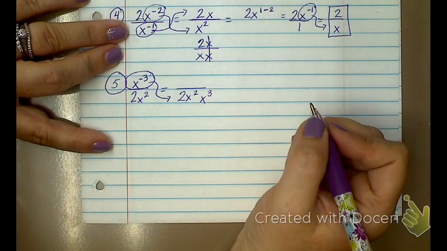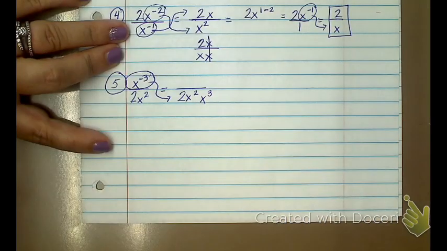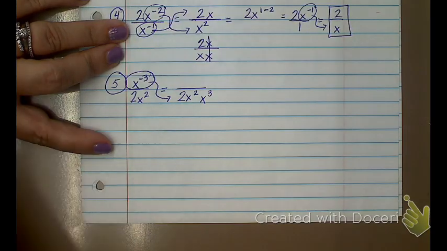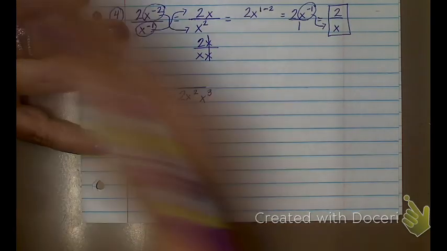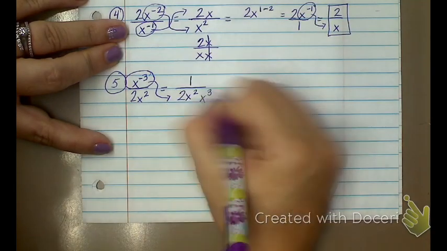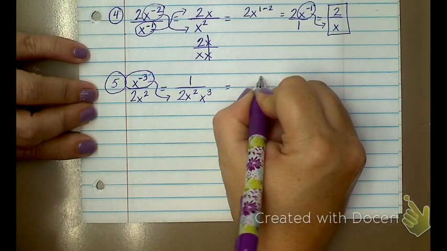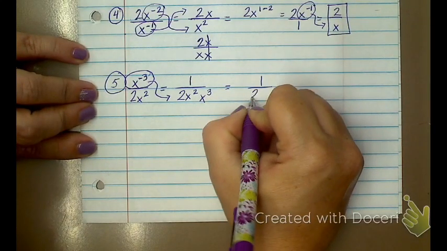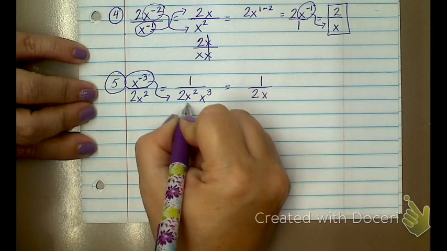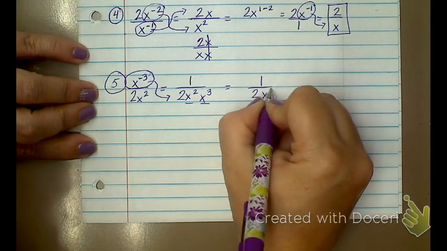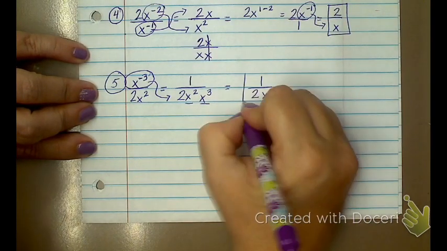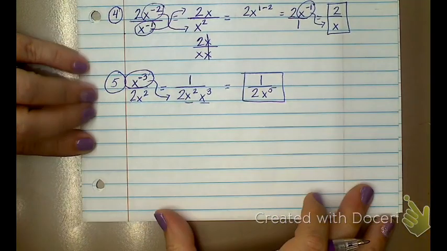Now, everything is missing from the top. So what do I do if everything's gone from the top? I put a 1 up there. And then I have 1 over 2 x to the what power? I see 2 bases, so I'm going to add them, and 2 plus 3 is 5. So that's what my answer looks like there.